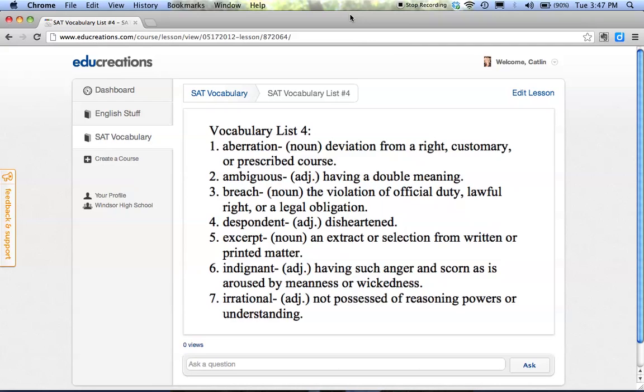Irrational, and again we're starting with the IR, meaning the opposite of rational. So someone who's rational is very logical. Someone who is irrational is not logical. They do not possess reasoning powers, logical reasoning powers, or understanding of a situation. A lot of times we can be momentarily irrational, which means we might struggle to understand something in a moment because we're so angry or we're so excited or we're so upset.